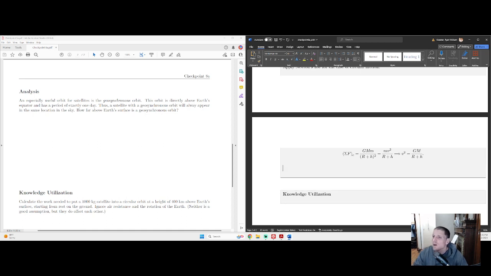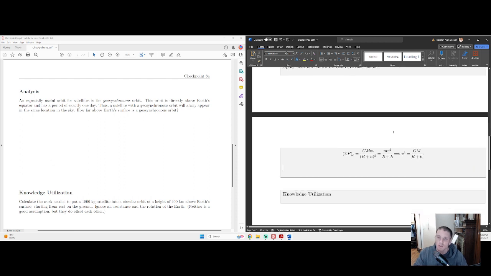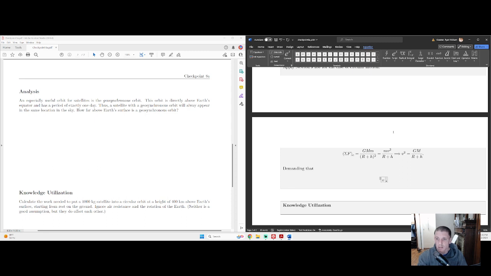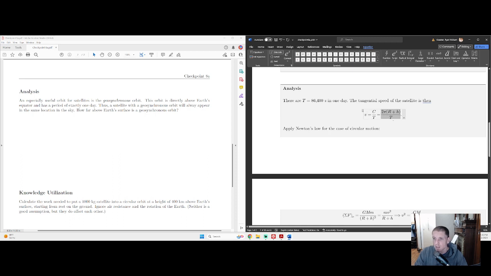Okay, so we now know what v squared is, and we've written out what v is, so we can just take this thing and square it. So, demanding that v squared equals v squared, we have, and I'll just copy and paste this thing.